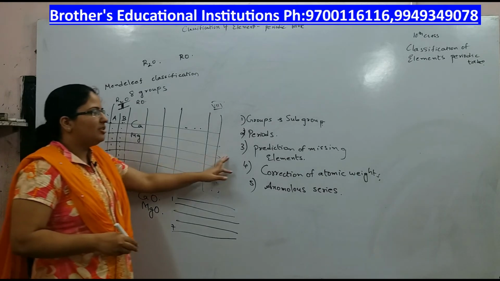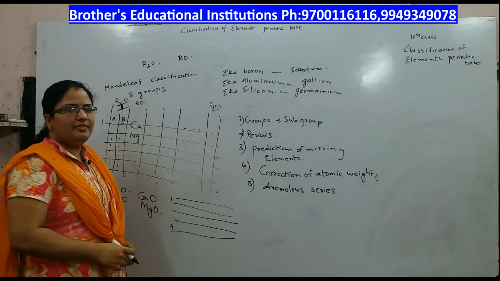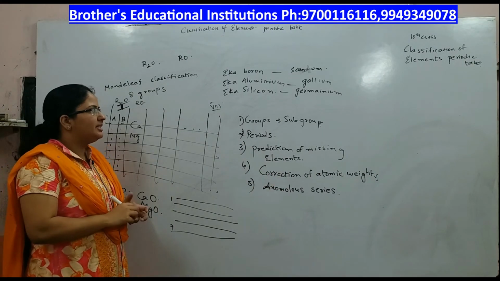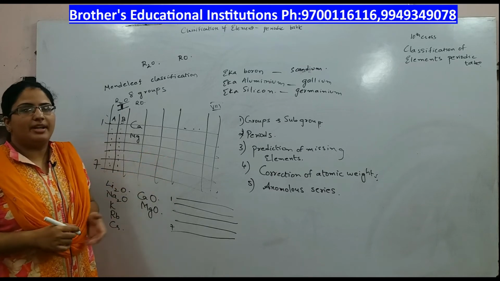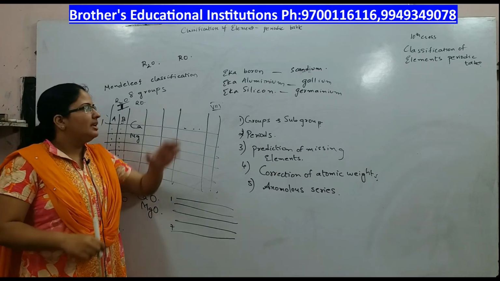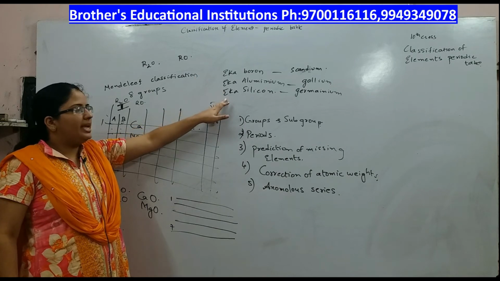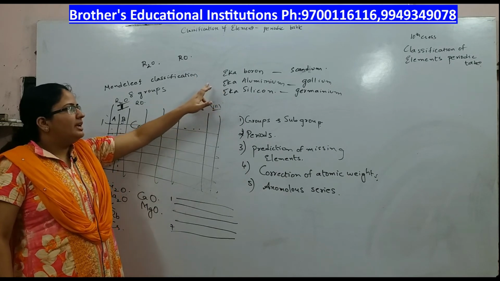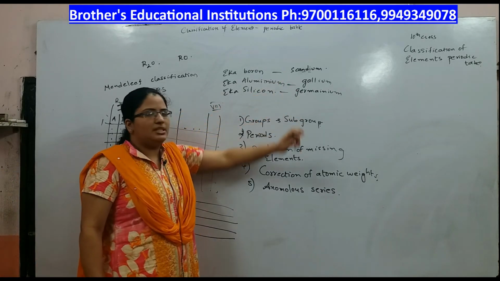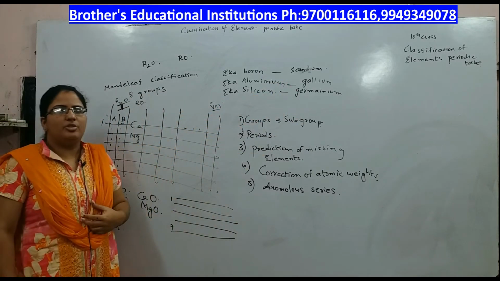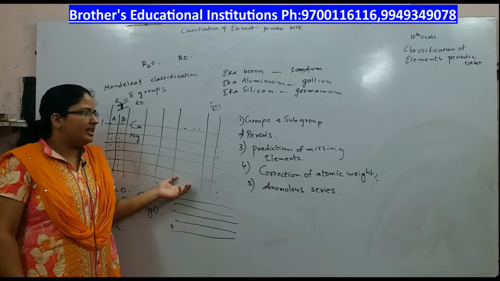Next, prediction of missing elements. Mendeleev left some gaps for certain elements that were to be discovered in the future. He not only left gaps, but he even gave names like Eka-boron, Eka-aluminium, Eka-silicon. Later on, these elements were discovered as scandium, gallium and germanium. This is one of the striking features of Mendeleev's classification.